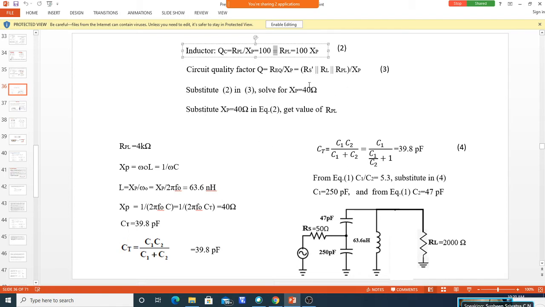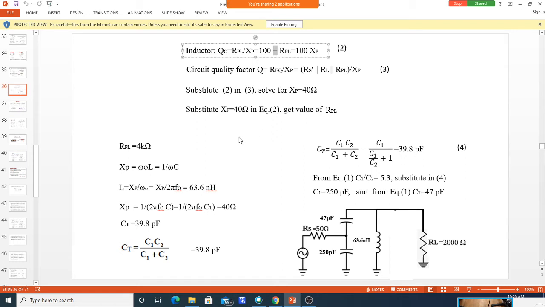This is Rs from the circuit quality factor equation. Rs we know is 2K, you substitute RL as 2K. This RPL you put in terms of 100 into XP. So from this equation, the unknown parameter is XP. You get a value of XP, that is around 40 ohm here.